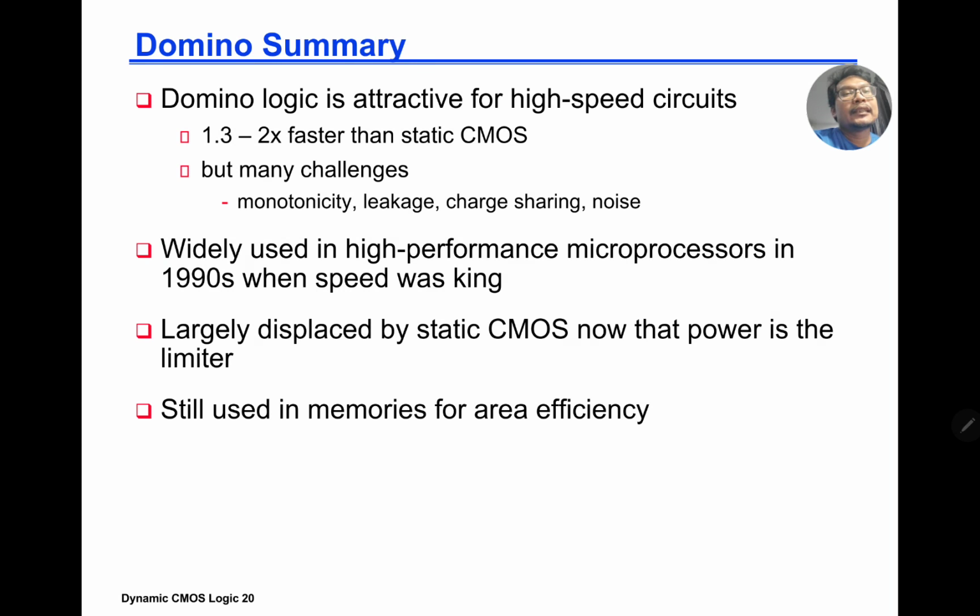But it is largely replaced by static CMOS now that power is a limiter. Now everything is about power, mobile devices, and so on. However, according to this note, it's still used in memories for area efficiency. I'm not sure if that is true today. I don't think so, but I might be wrong.